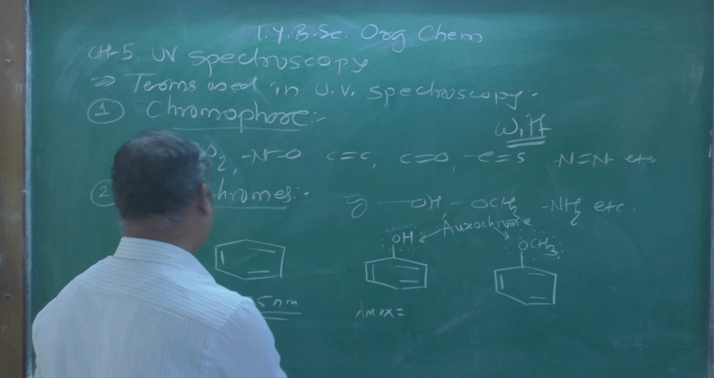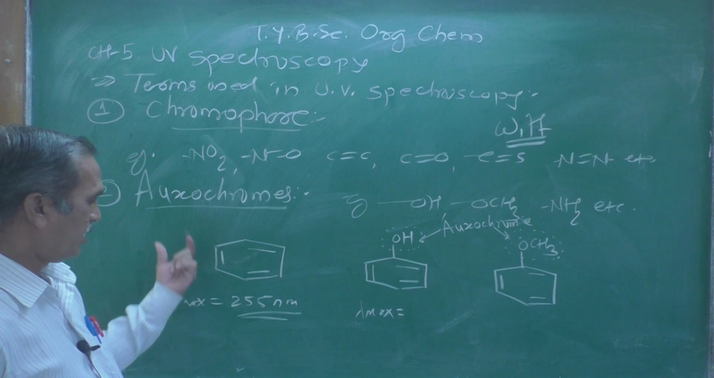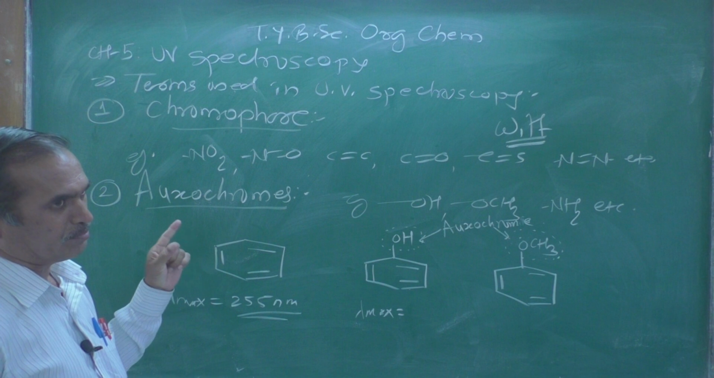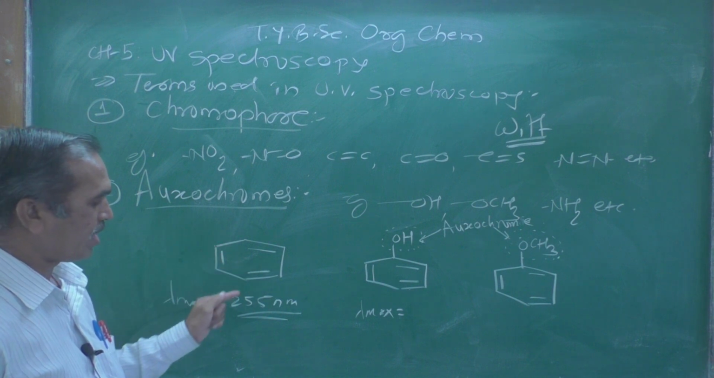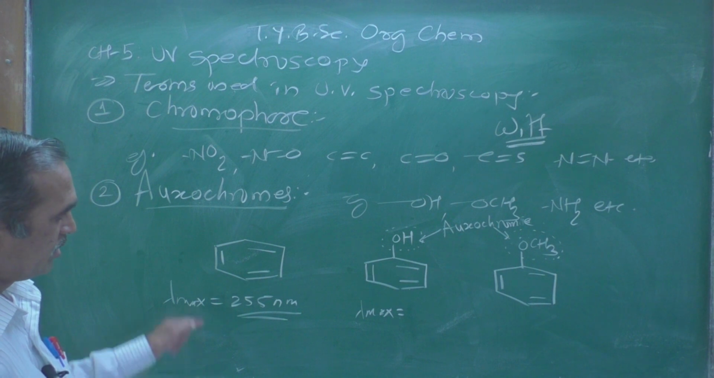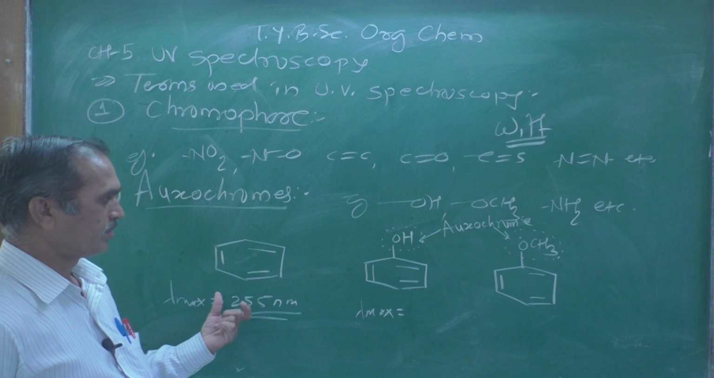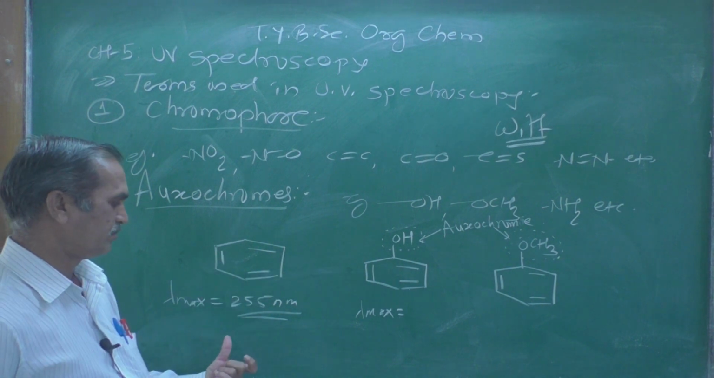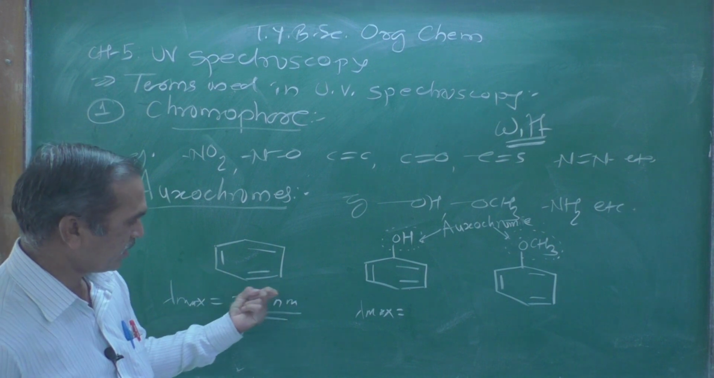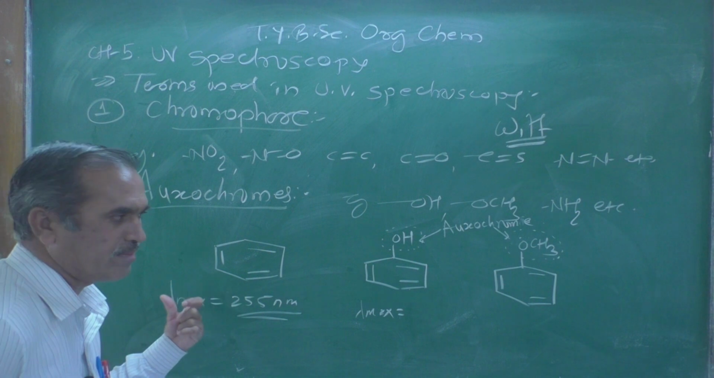the peak. So just you tell me here, if benzene is present, it gives the peak around 255 nanometer. Now you just tell me whether the peak due to the phenol will be greater than this or less than this.